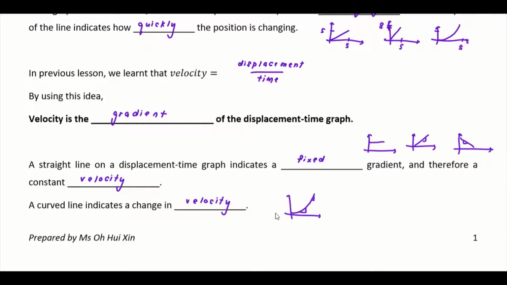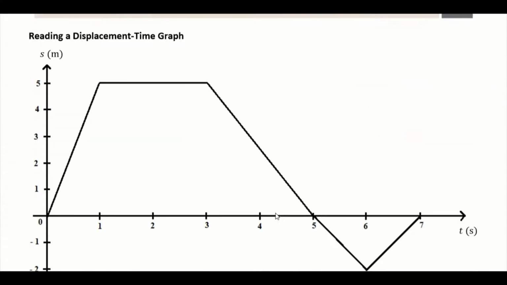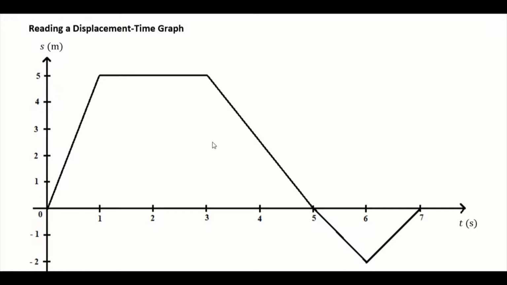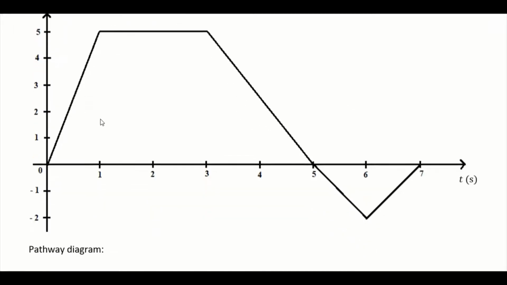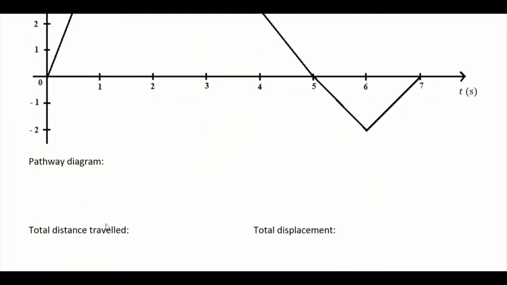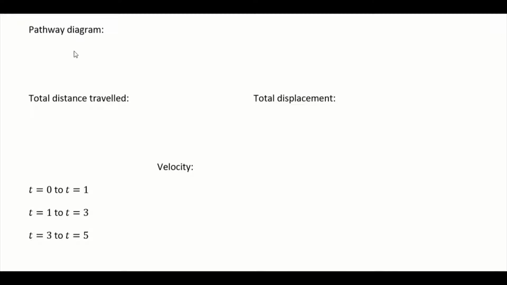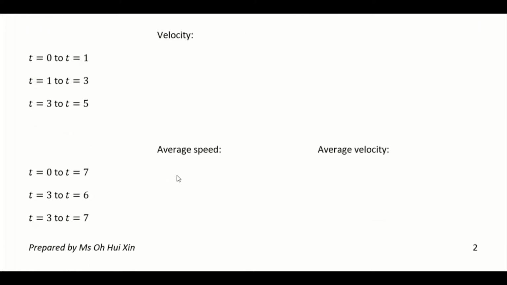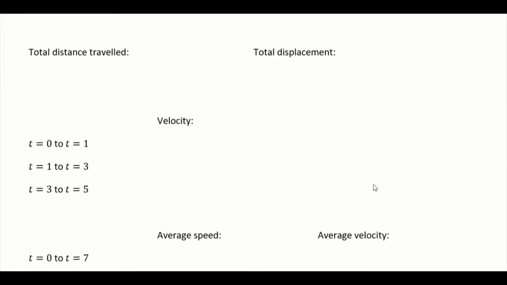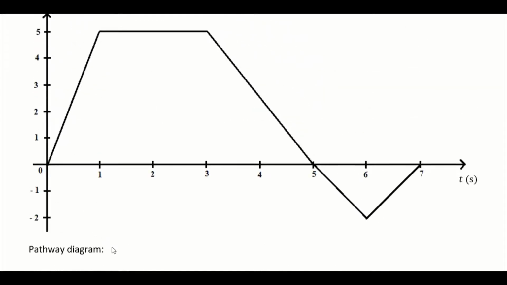Now we'll be looking at a simple example where we try to read or interpret a displacement time graph. Let's look at some important information that we can extract from this graph. This is a displacement time graph, and there is some information we are going to look at later: the pathway diagram, then how to find the total distance, the total displacement, the velocity, and also the average speed and average velocity. Let's start with the first one, the pathway diagram. This is basically a diagram that shows how the position of the particle changes based on this graph.